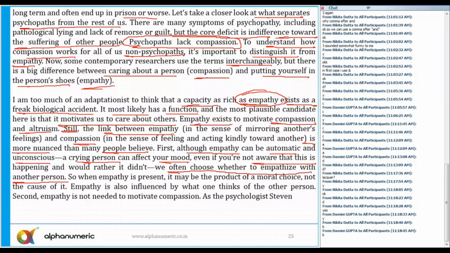Remember, it can be automatic, but most of the times, whether we want to empathize or not is based on a choice. It is the product of your moral choice. It is not the cause of it. So you choose whether you want to empathize or you don't. Empathy is also influenced by what you think about the other person.